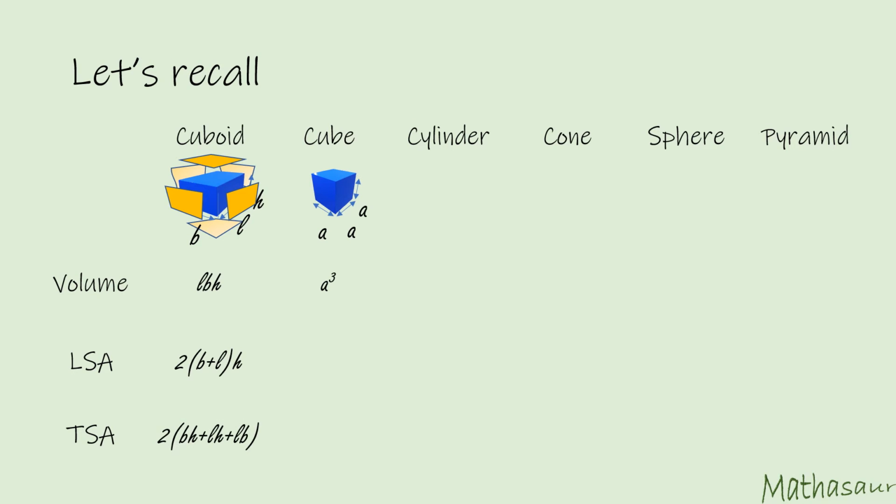For the total surface area, we would add two more faces to the lateral surface area, the top and the bottom, which is a rectangle with an area b times l. So we shall add 2 times bl to the lateral surface area.